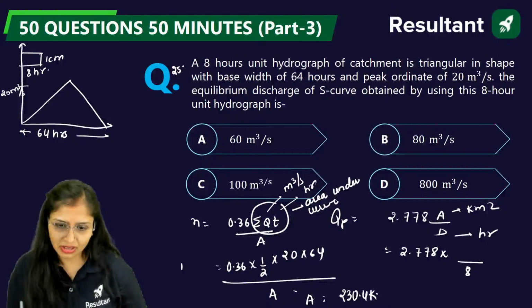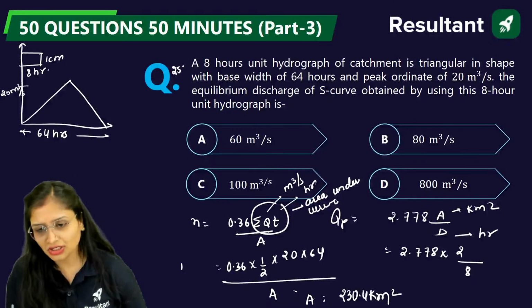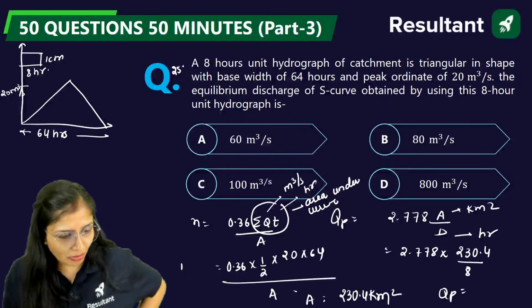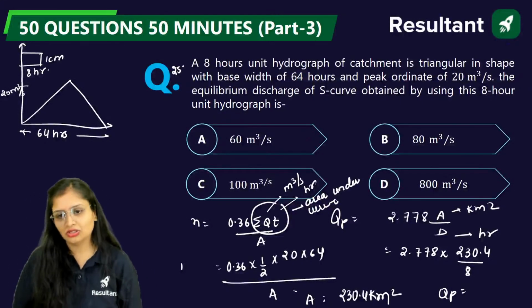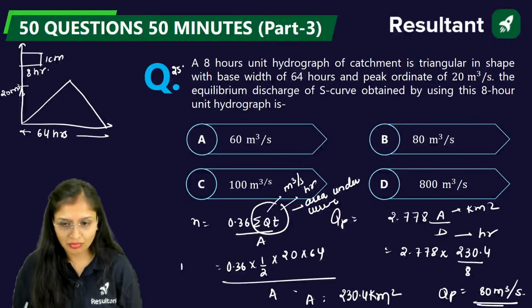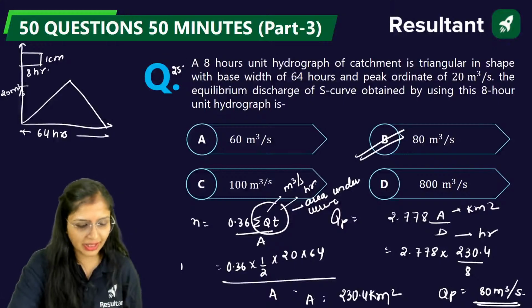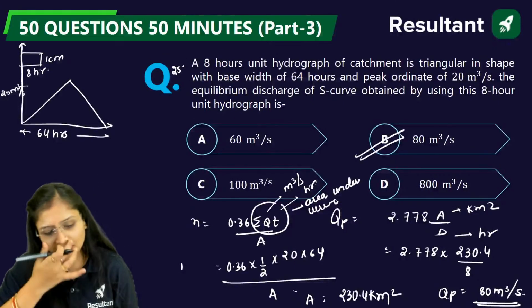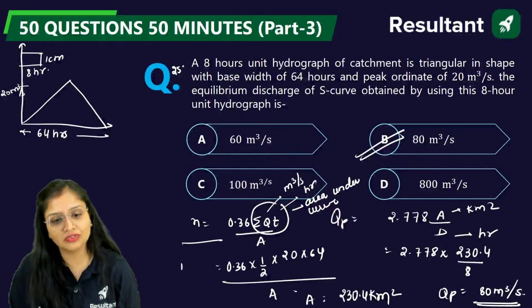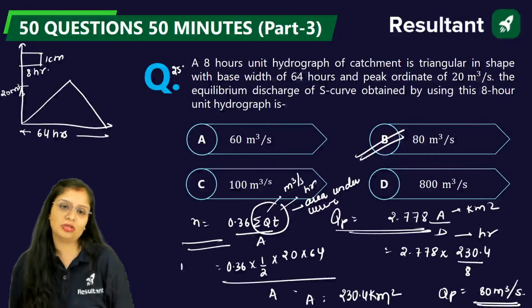Check once. 230.4, just check it once. Just substitute it here, you will get the equilibrium discharge. How much are you getting? Solve it. 80 meter cube per second. Just check it once. This much you are getting. So two formulas: this formula is also used in this question and this formula is also used.